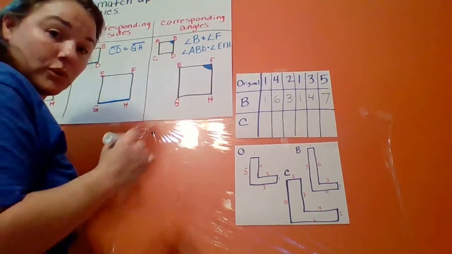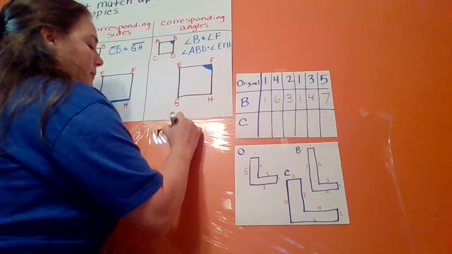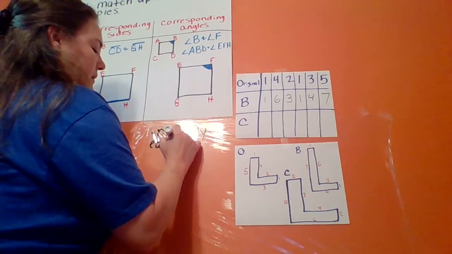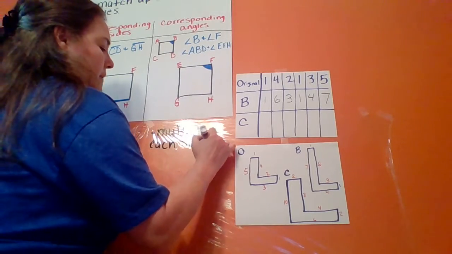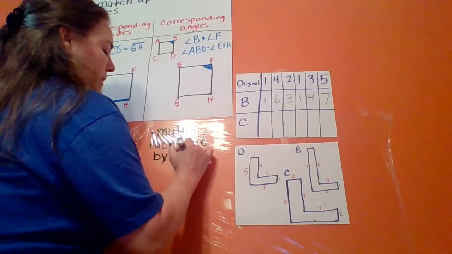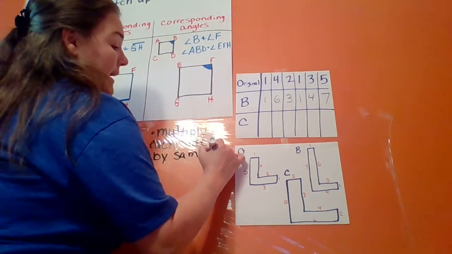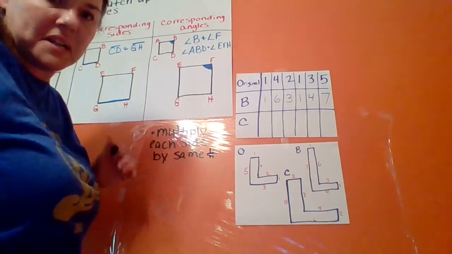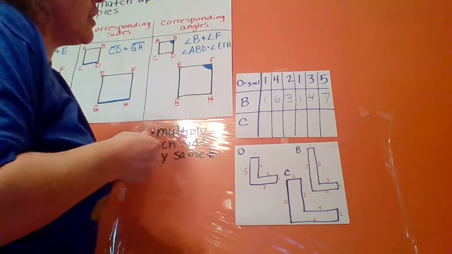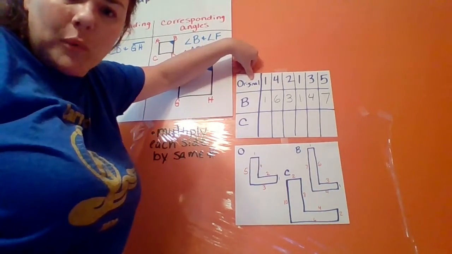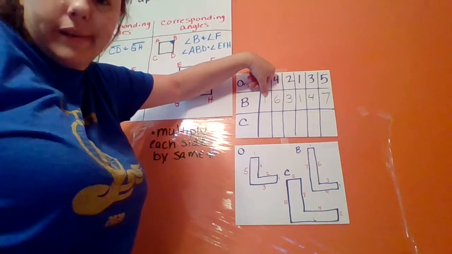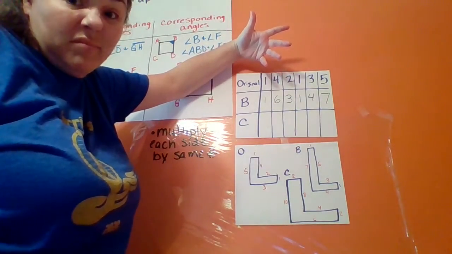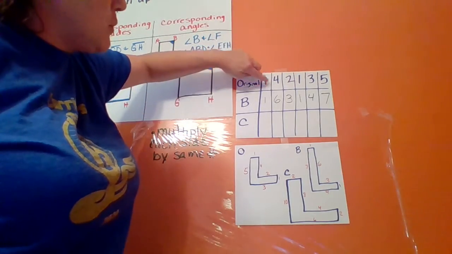So we have to be able to multiply each side by the same number. And I'm going to use a hashtag as a number sign. I know that's kind of hard to see because of the light. So, all right, let's take a look. If we have the original, what do we multiply the original side by to get to 1? So 1 times what is 1? That's easy. 1, right? So 1 times 1 is 1.